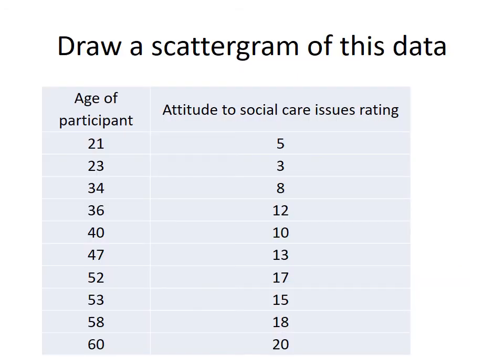Okay, so here is the data. You've got the age of the participants going down on one axis, ranging from 21 to 60, and then their attitudes towards social care. So we're looking to see if there is a relationship between the age of the participants in the study and whether or not they care about old people. So I'd like you to grab a piece of paper, pause the video, and try to draw a scattergram to show that information.